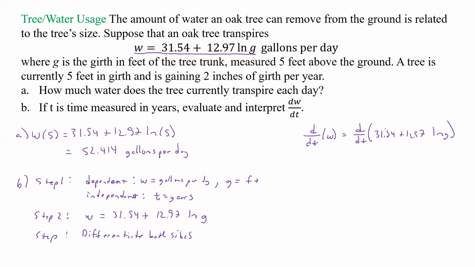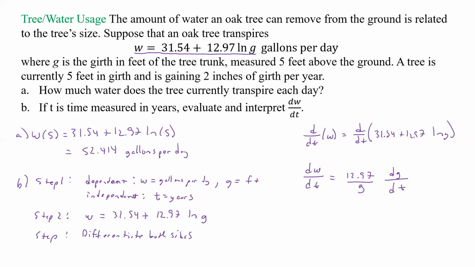Okay. Well, what do we get on the left side here? Well, that's just dW/dt equals. Now, if we take the derivative of this with respect to g, well, that's a constant, it goes away. Then we have 12.97. The derivative of this is 1 over g, so we can just say, that's over g. And then we have dg/dt on the end there. Okay, so that was our derivative we had to take.